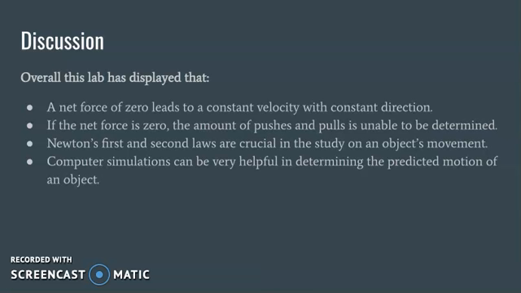To start, a net force of 0 leads to a constant velocity with constant direction. Newton's first and second laws are both very crucial in the study of an object's movement. If the net force is 0, the amount of pushes and pulls is unable to be determined. This is because there are many different types of forces, such as gravity and friction, that must be accounted for. Also, since the net force is 0, there would be no way to differentiate between the different forces. Finally, and very importantly, this lab showed the value of computer simulations when determining the predicted motion of an object and in physics overall.